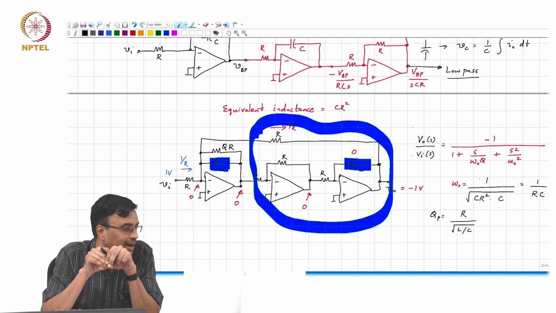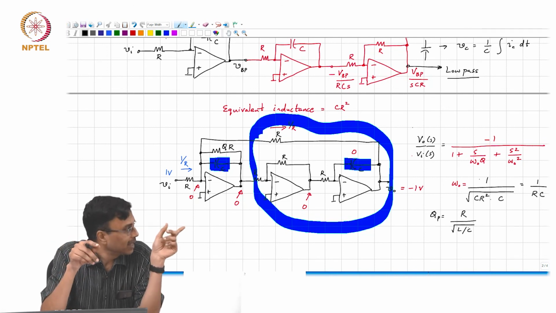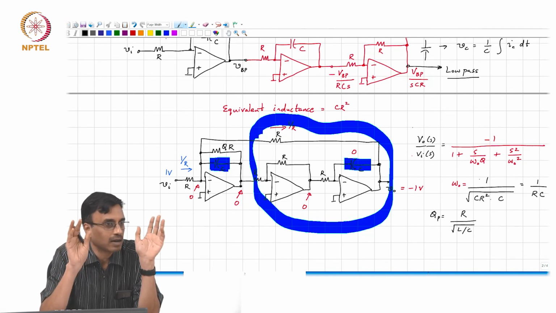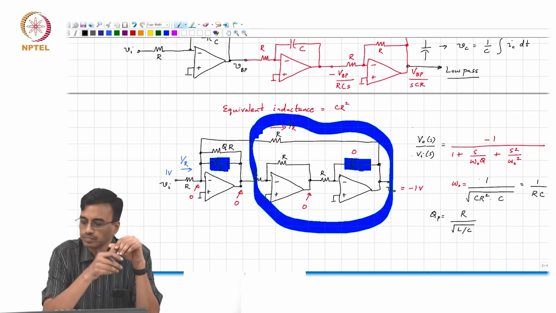In a series RLC network, Q is square root of L by C divided by R. In a series RLC network, if R tends to 0, then you have no loss, and the quality tends to infinity.